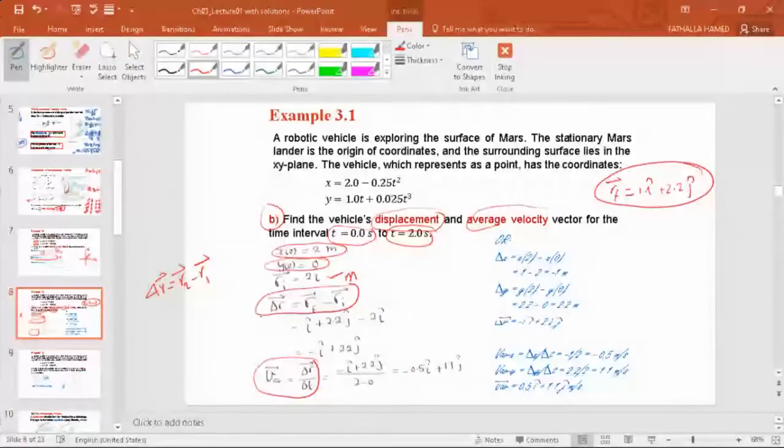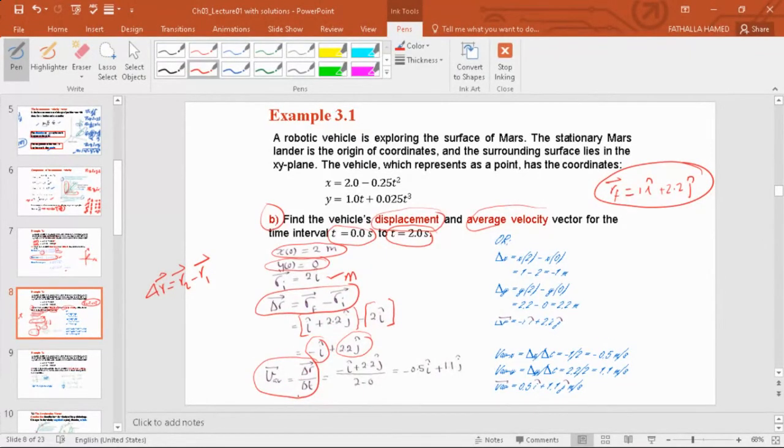So now if I want to take the delta R, I will have i hat plus 2.2 j hat. That's your first vector, minus the second vector, which is basically 2i hat. So i hat minus 2i hat will give me minus i hat, and 2.2 j hat, and I have no j hat in the second vector, so it will be plus 2.2 j hat. That's basically your delta R.